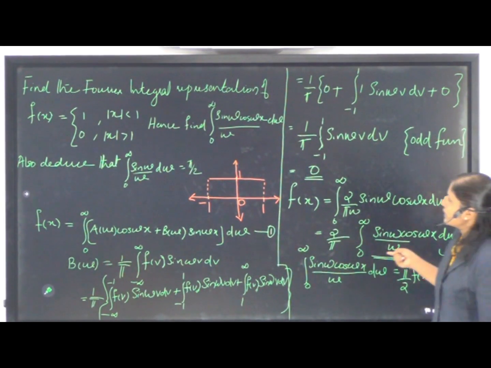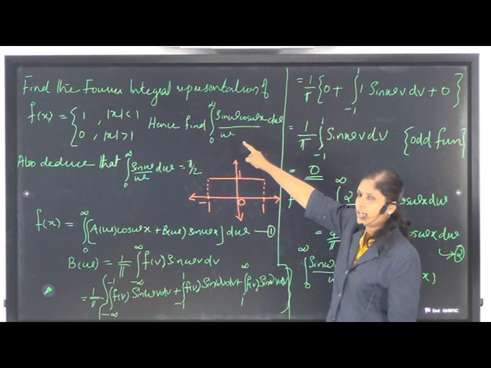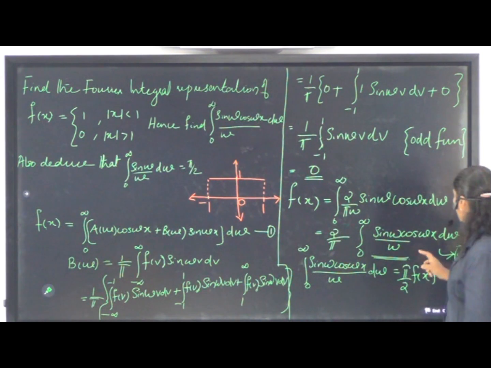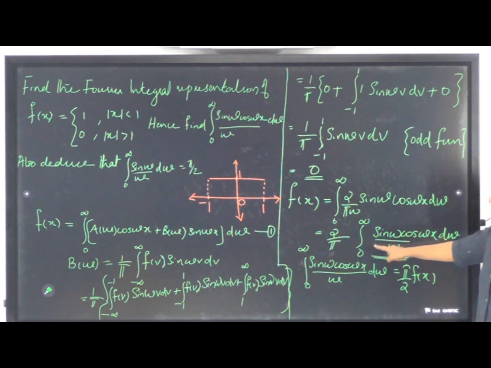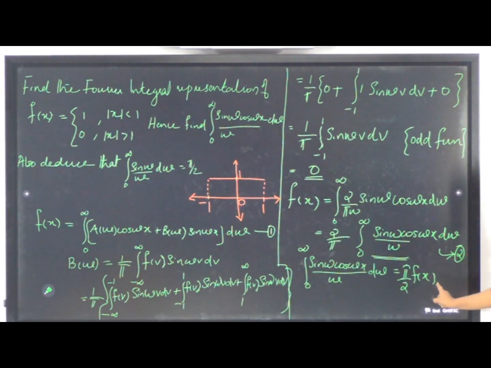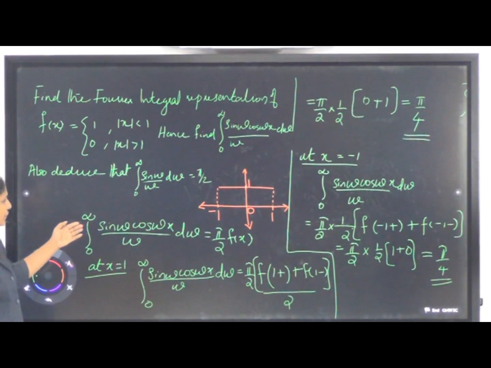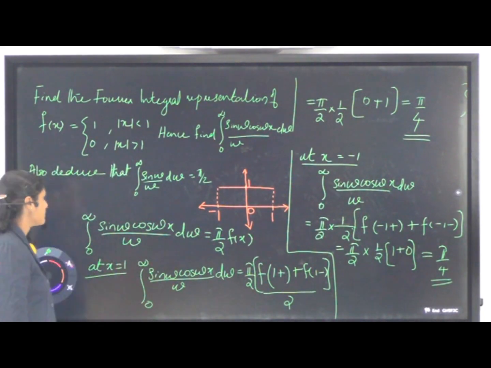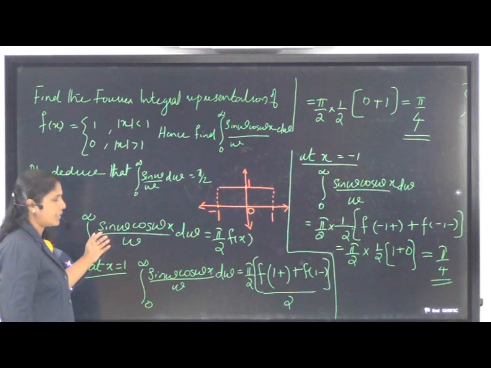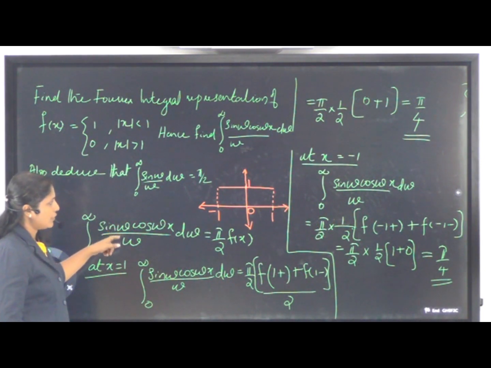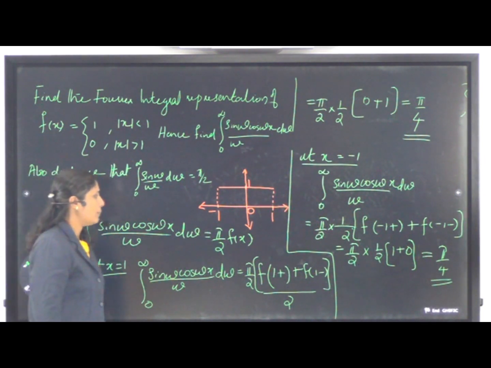And the next part is we have to find this integral: integral 0 to infinity sin omega cos omega x by omega d omega. From this equation we can write integral 0 to infinity sin omega cos omega x by omega d omega equal to pi by 2 into f of x. The Fourier integral converges to f of x at points of continuity. At a point of discontinuity the integral converges to 1 by 2 into f of x plus plus f of x minus.